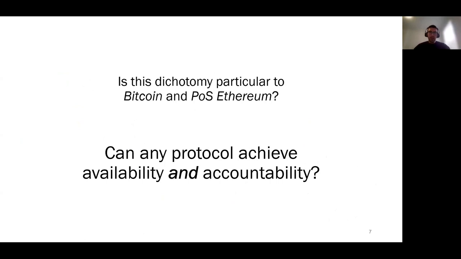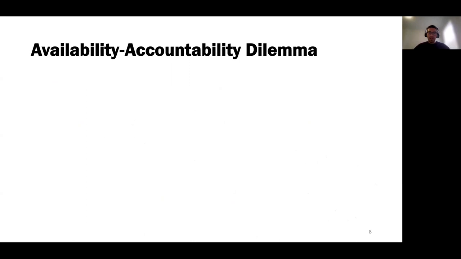Now, is this dichotomy particular to Bitcoin and proof of stake Ethereum? Is it true that no protocol can provide both properties simultaneously, or is there any protocol that can achieve both of them at the same time? Unfortunately, the answer to this question is no, as stated by the availability accountability dilemma. To prove the dilemma, for the sake of contradiction, let's assume that there indeed exists a protocol that can satisfy both dynamic availability and accountable safety.